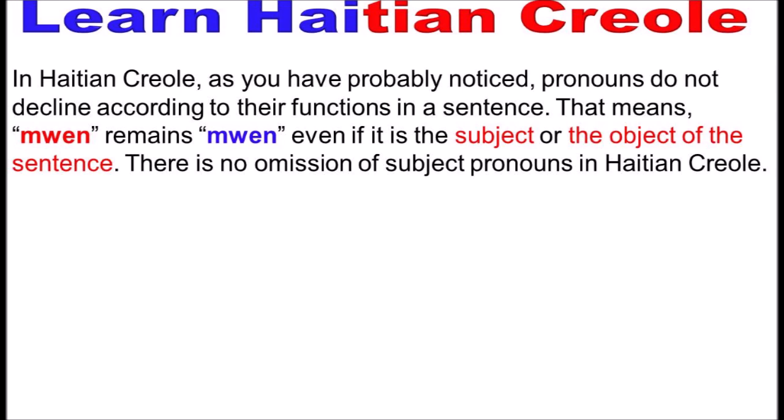In Haitian Creole, as you have probably noticed, pronouns do not decline according to their functions in a sentence. That means moi remains moi even if it is the subject or the object of the sentence. There is no omission of subject pronouns in Haitian Creole.